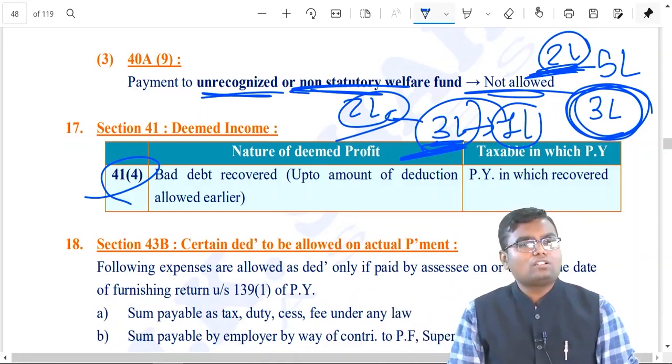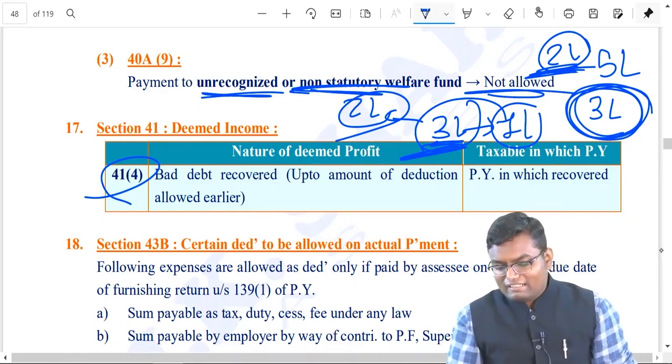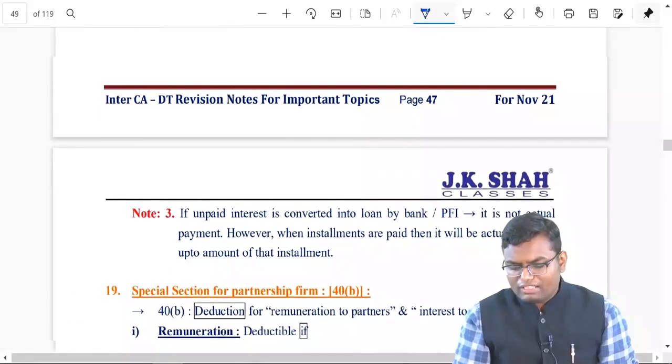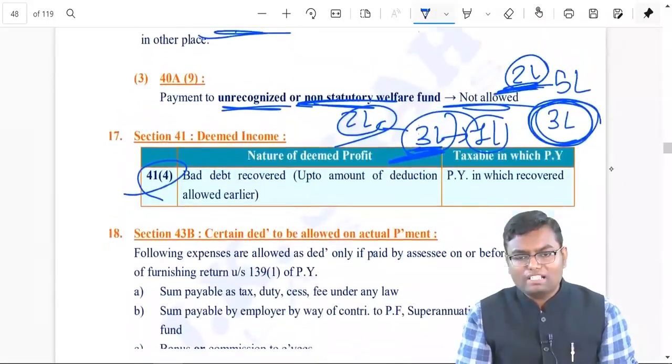Are you understanding this or not? So that was section 41. Now let us move to the very next section, and that is section 43B. The references to it we have seen already at one or two places.